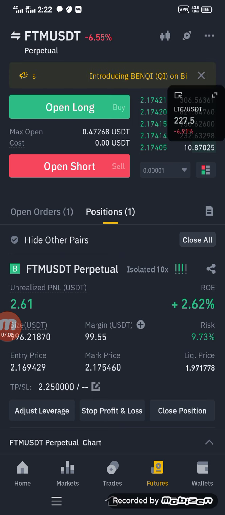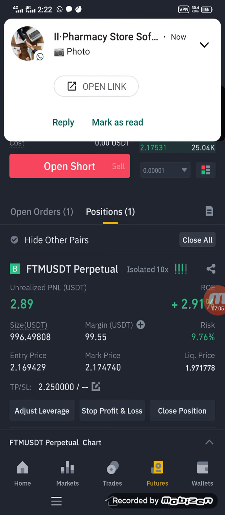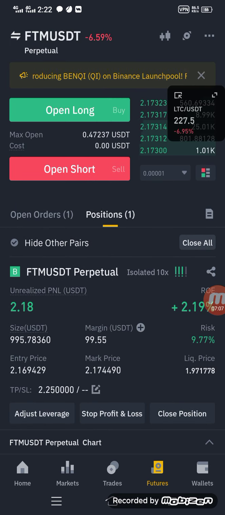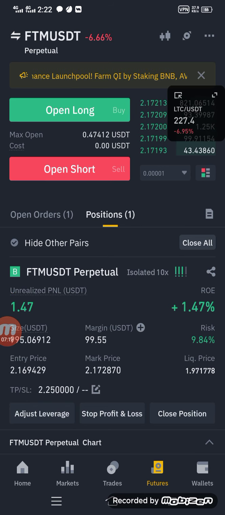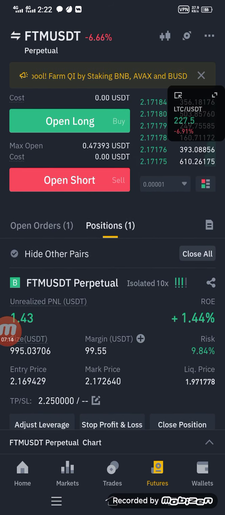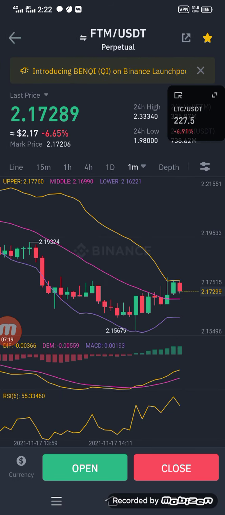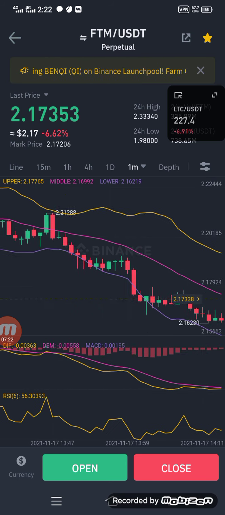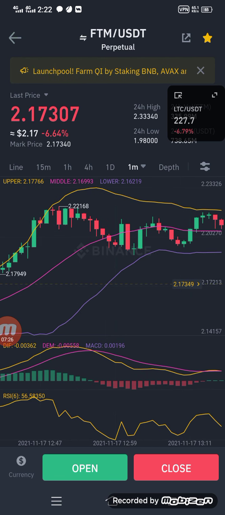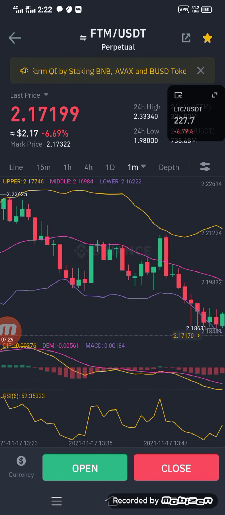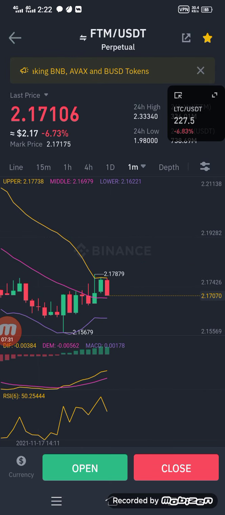Okay, friend, see that it happened. Lucky, see that FTM. If I'm lucky, then it will go up. But if you see the chart, more and more red lines. More and more red lines. Now I'm waiting for a very big move.